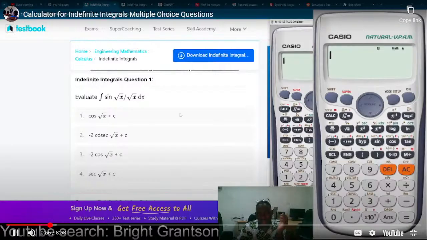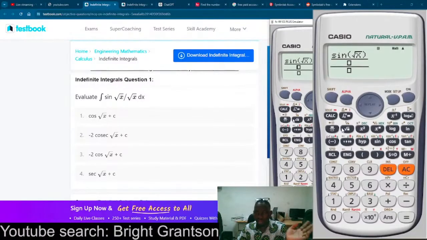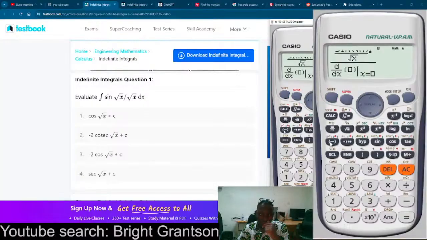So my technique is just a summary. The summary is that when you are given a question, in this case this is our question, we write a fraction. Then we write the function. So the function is sine of root x, sine of root x divided by another root x. Now we are going to divide by the differential of some of these objectives or these multiple choice questions.